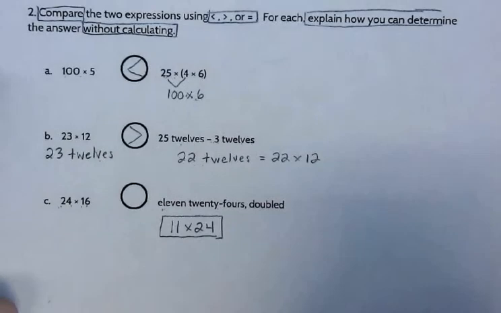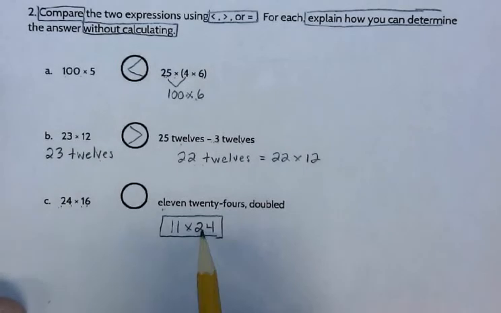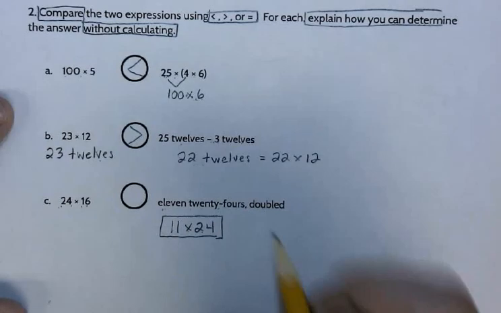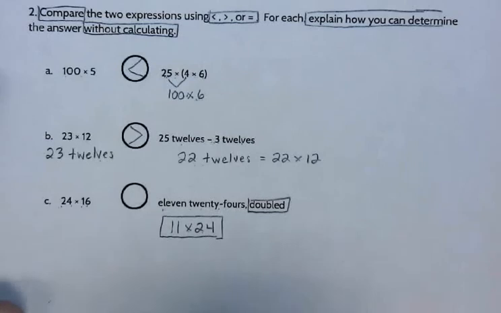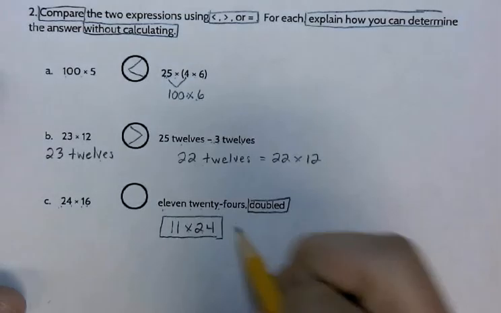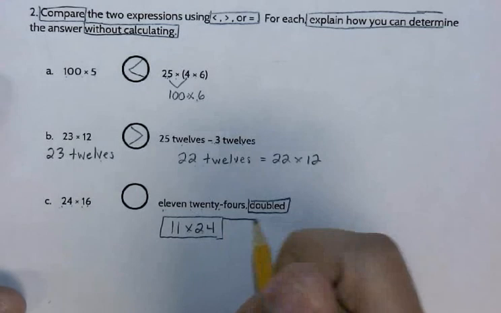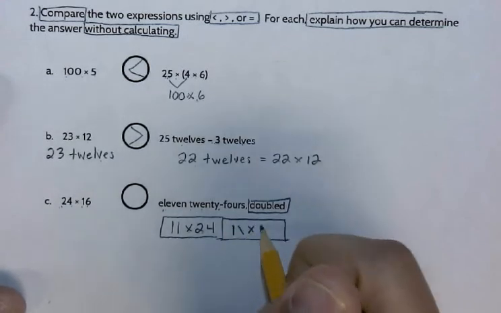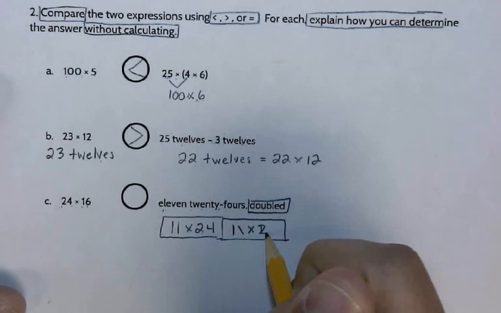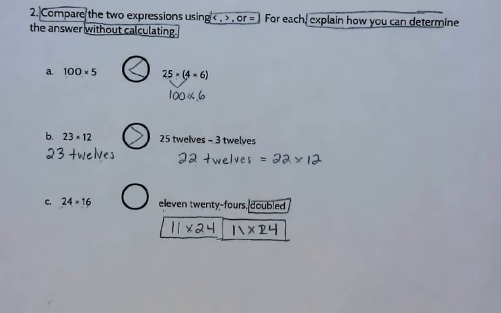So I have 11 times 24. Well, that means 11 24s. But I'm doubling that. Doubled. That means I'm doing it again one more time. I'm timesing it by 2. I'm making another copy. So if I made another tape diagram to have 11 24s. Well, 11 24s and 11 24s.